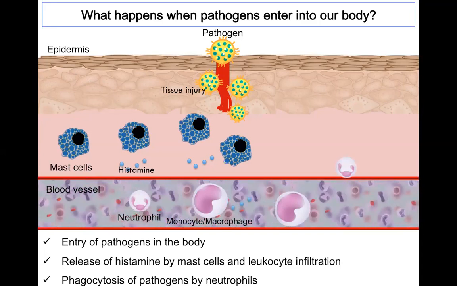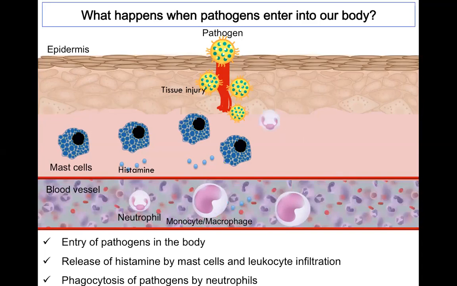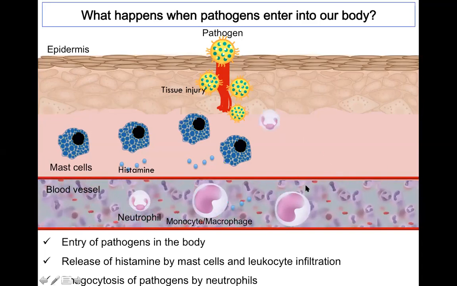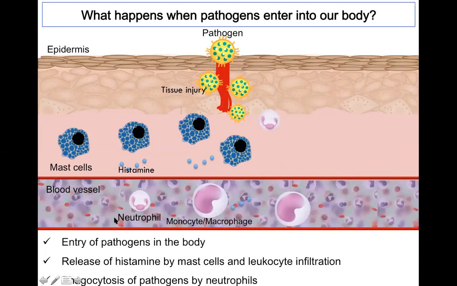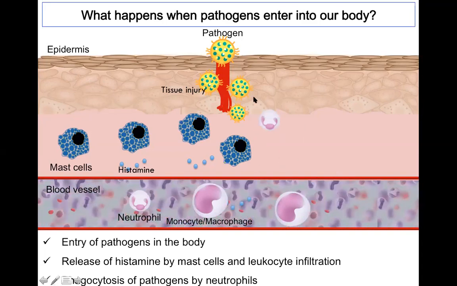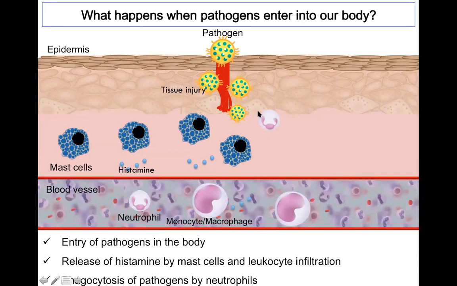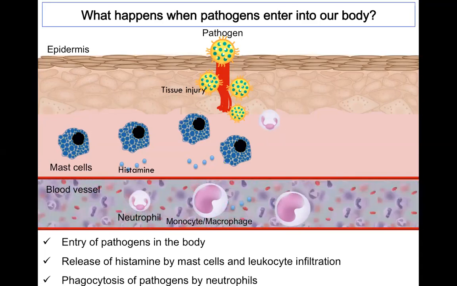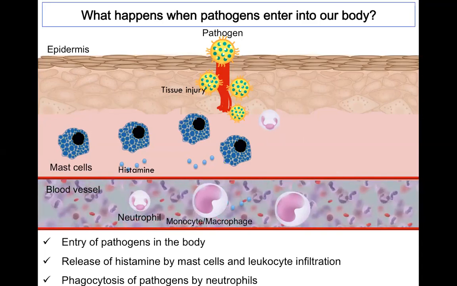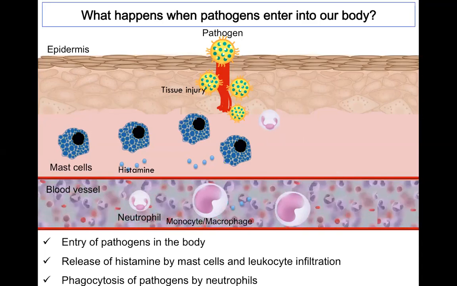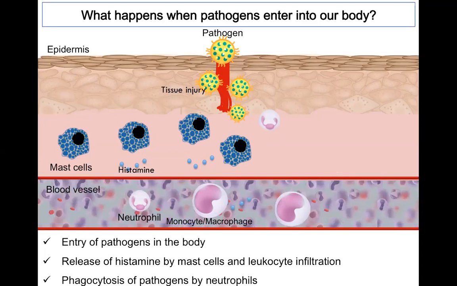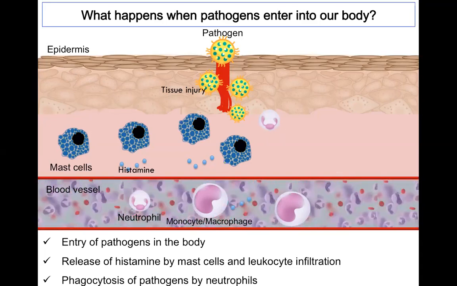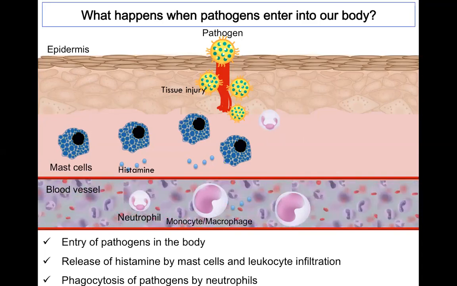As you can see here, they're releasing histamines, and now these histamines are coming toward the blood vessel and dilating it, and from here, you can see these neutrophils moving toward the injury part. So if someone asks you why the mast cell releases the histamine, the answer is: histamine dilates blood vessels so that more neutrophils and macrophages come toward the infection site.